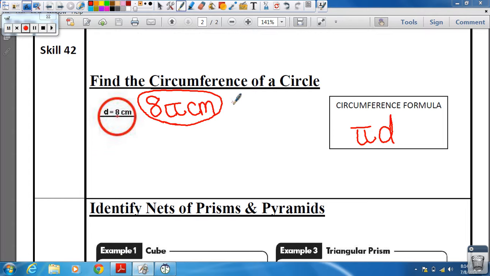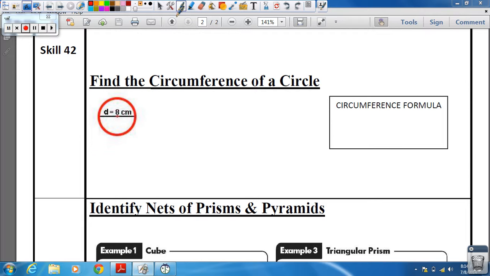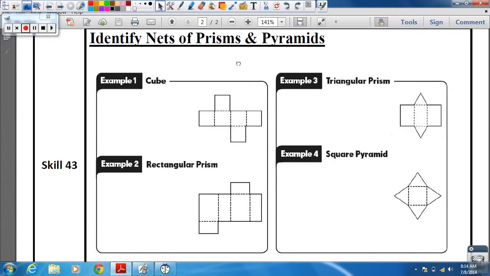If the directions say to use 3.14 as pi, you replace pi with 3.14 times the diameter of 8, and that gives us 25 and 12 hundredths, and again in centimeters. So you have to be careful reading the directions to see which way they would like for you to write your final answer. The last portion of this review is what the nets of the different prisms and pyramids look like.